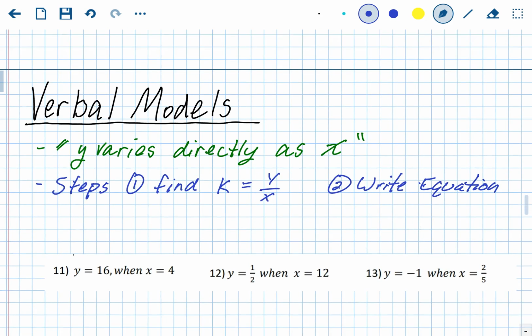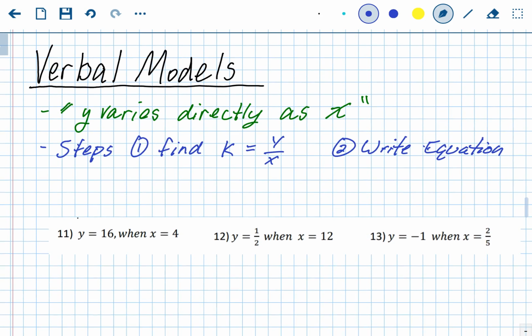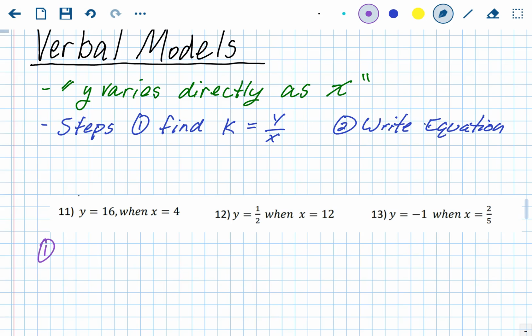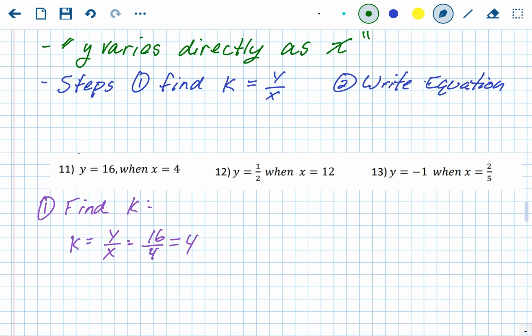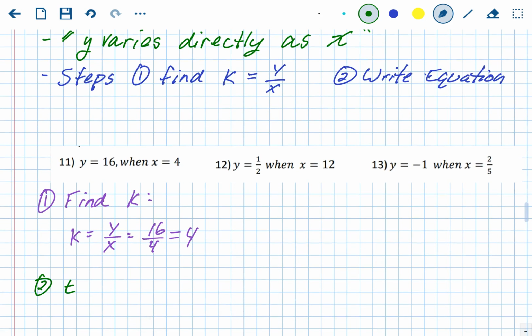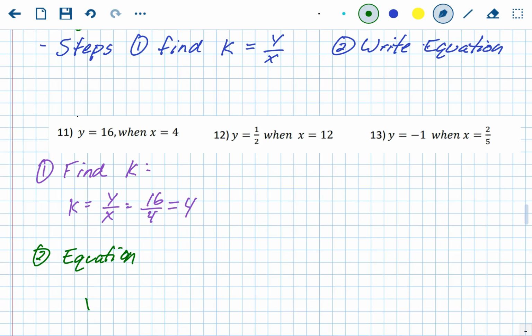So in these first examples, we're going to write an equation. We're assuming that y varies directly as x. So we need to find the k value and then write the equation. So find k, we're given y equals 16 when x equals 4. K is y over x. So k equals y over x. Y is 16 when x is 4. 16 over 4. You have a k value of 4. Step 2, write the equation. You know what k is, plug it in, y equals kx. So y equals 4x. Again, these are easy.